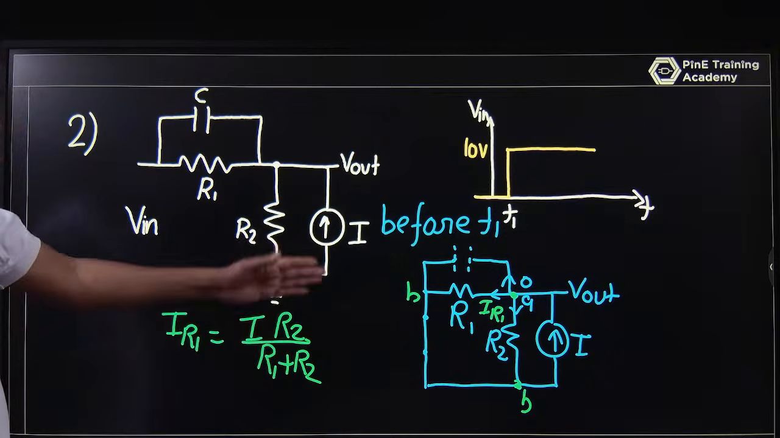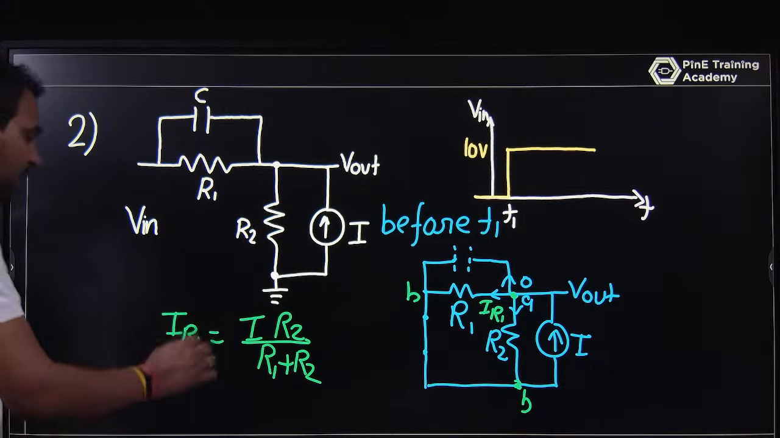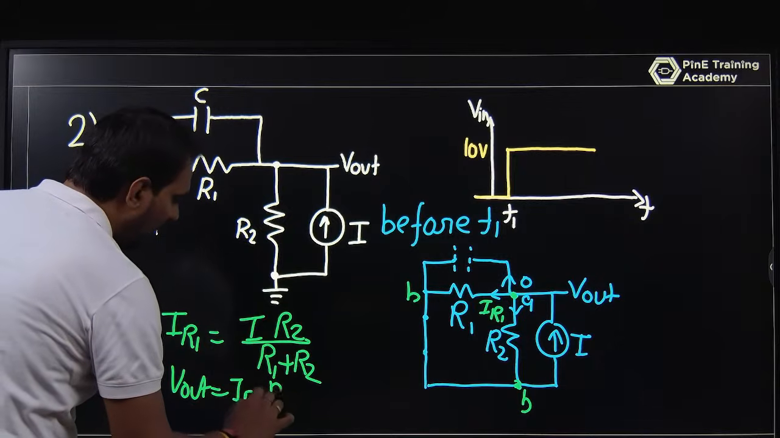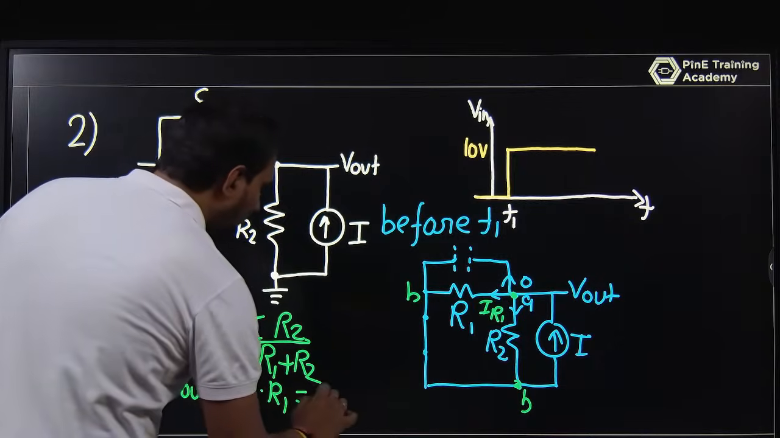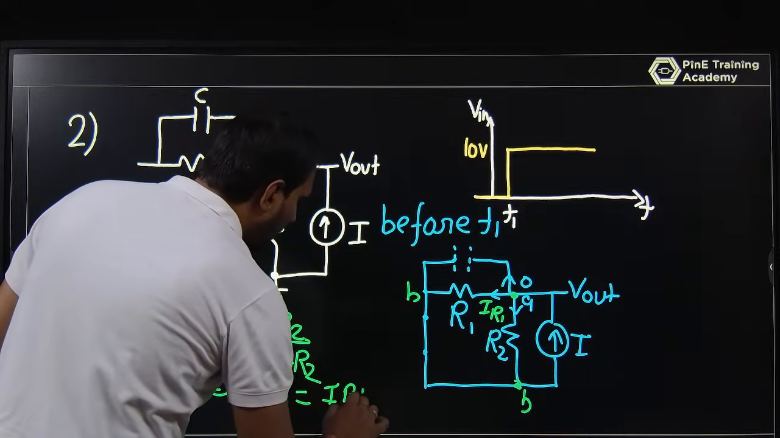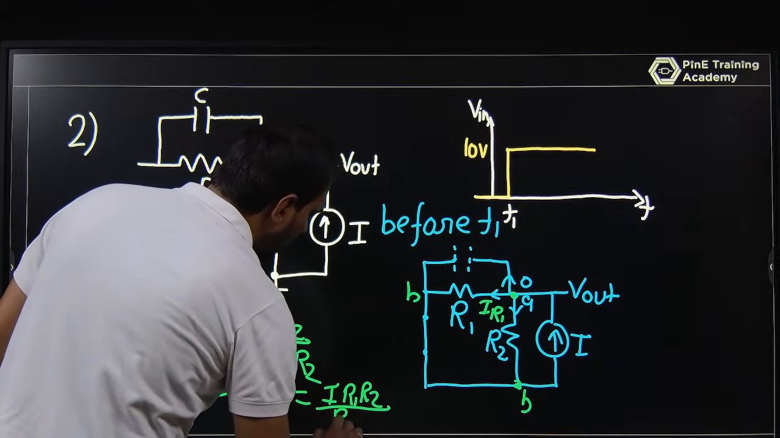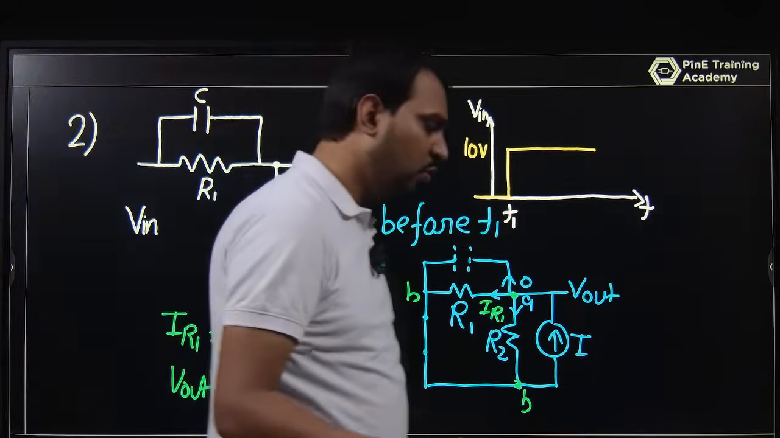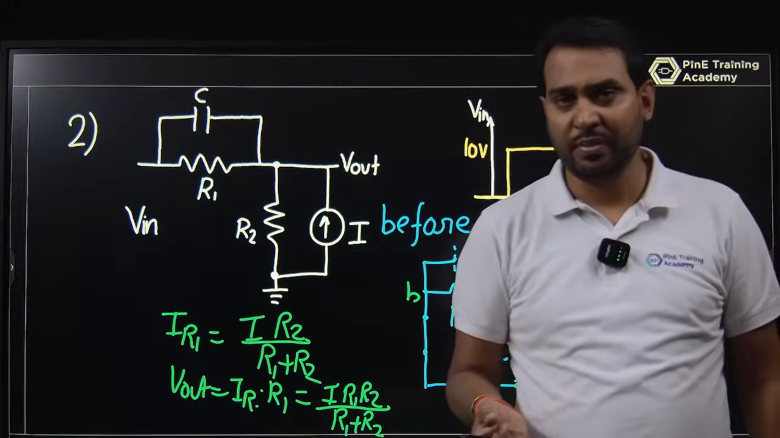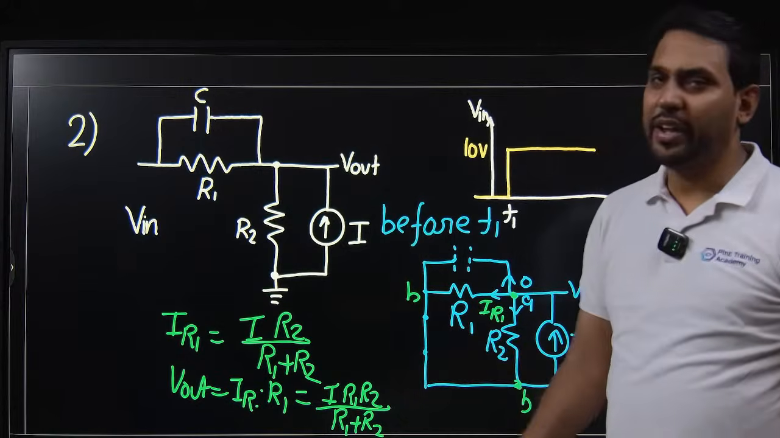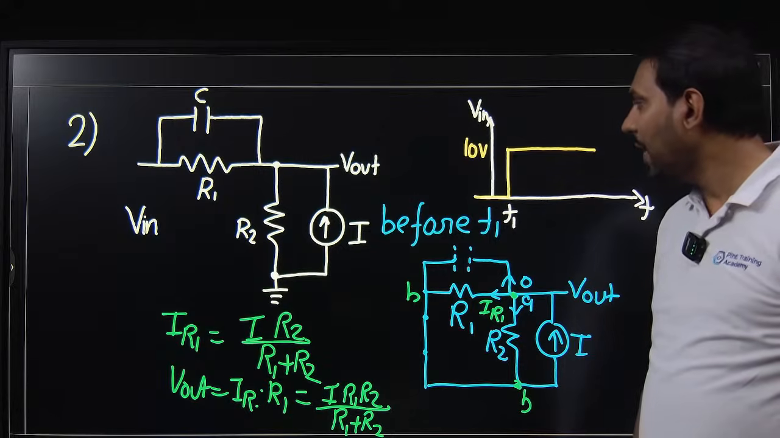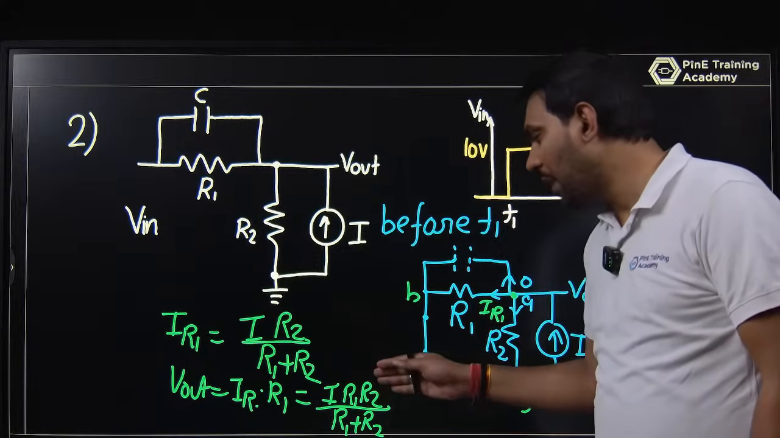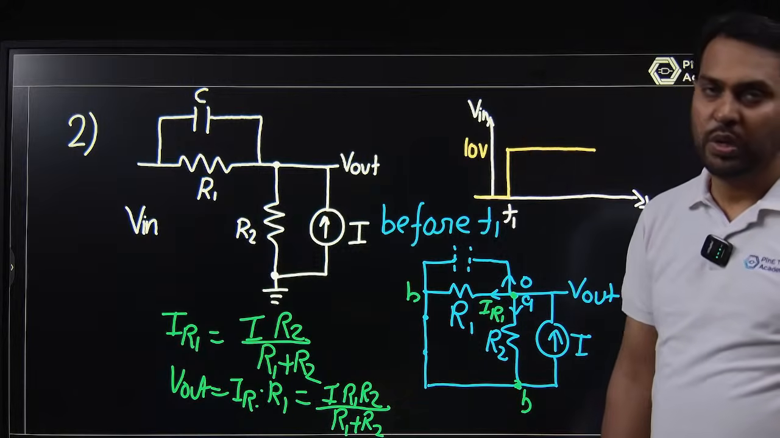And if you talk about the voltage, V out is IR1 into R1. So this becomes I into R1 into R2 upon R1 plus R2. That is very basic network analysis. If you are good in network, you can solve it in a single line. If you are not good in network, it will take time. So before T1, I into R1 R2 upon R1 plus R2 will be the voltage.